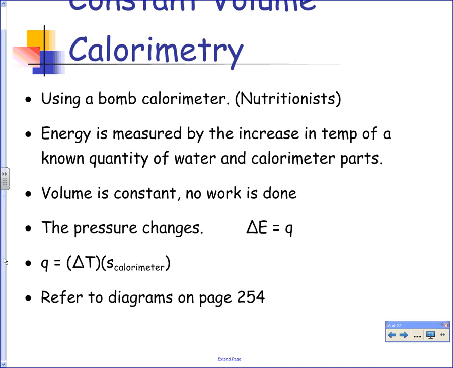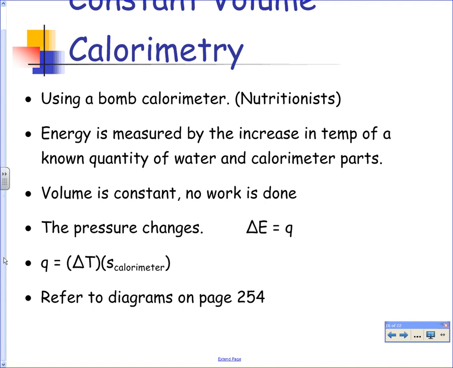This is used by a lot of nutritionists. When you see the calories listed on your packages of food, they have to figure that out in some way, and the way they do that is by using a bomb calorimeter. The energy is measured by an increase in the temperature of a known quantity of water and the calorimeter parts. So they combust that sample of food, and they know what mass of food is in there. What they can do is measure the energy given off from that sample of food, and that's how they come up with the calories.